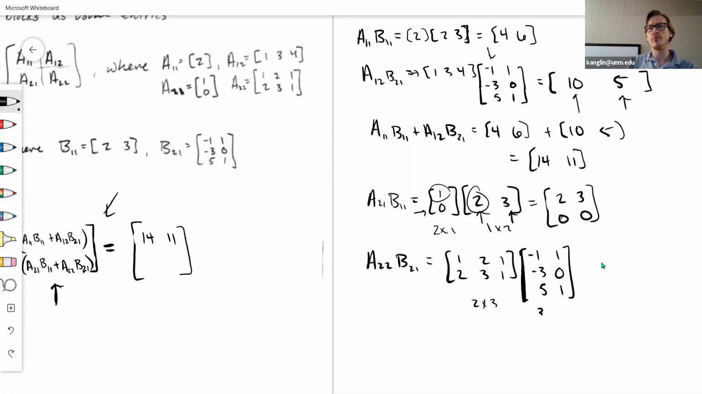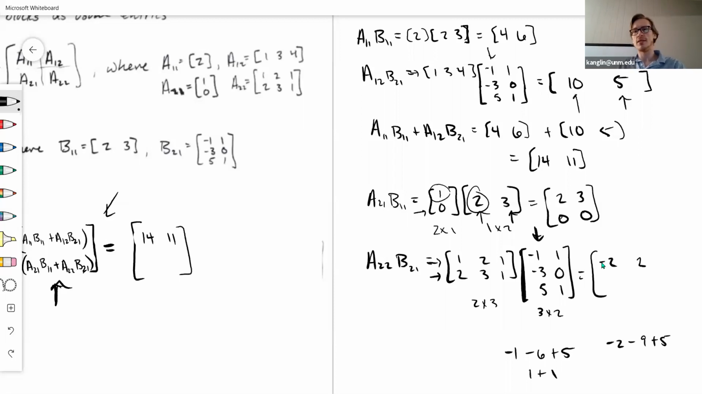Two by 3, 3 by 2. So the result is again 2 by 2, which is good because we're trying to add this to the other 2 by 2 we got. So what do we have? First row with first column gives me -1, -6, plus 5. Looks like -2 there. If I move over to the next column of that first row, I'll get 1 plus 1 makes 2 there. Second row now, first column. Looks like I get -2, -9, plus 5. What does that make? -6. Finally, last row, last column, 2 plus 1 is 3.